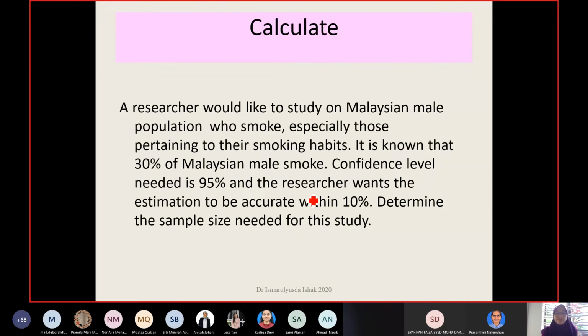This one is an example for calculations. It is about smoking habit. It is known that 30% of Malaysian males smoke. The confidence level needed is 95%.